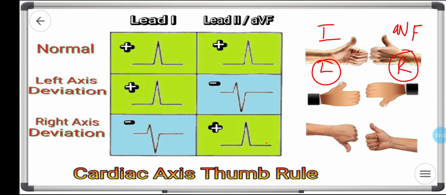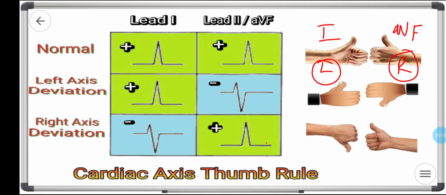Also, there are a couple of methods to detect the cardiac axis. The first one is the quadrant method, where we look at lead 1 and AVF. The other one is the 3 lead analysis, where we look at leads 1, 2 and AVF, and another one is isoelectric lead analysis. Here we are going to discuss a very simple method of determining the cardiac axis, that is the cardiac axis by the thumb rule method.